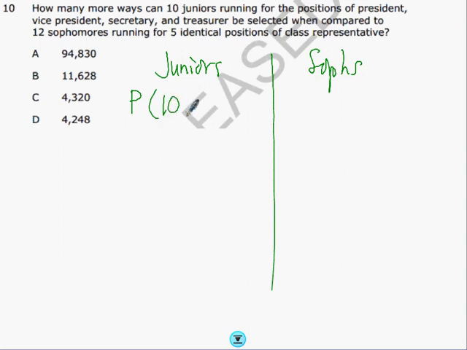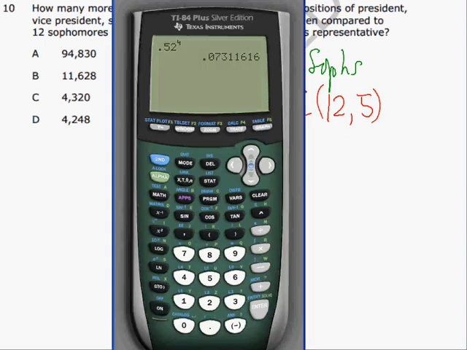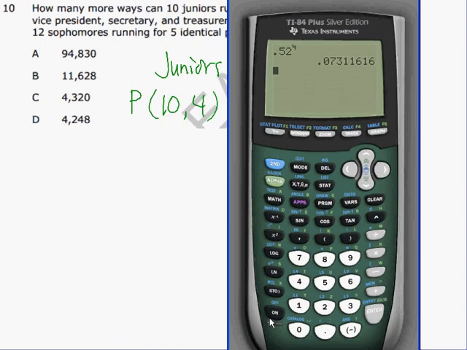I have 10 people to choose from, and I've got 4 positions, so I'm going to do that permutation. The sophomores, on the other hand, there are 12 of them, and they're running for 5 positions, but their order doesn't matter, because everyone picked is going to be a representative. It's the same thing, so that's a combination. So let's compare these two. We'll start with the juniors.